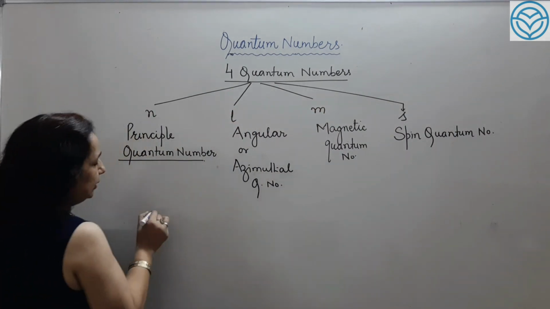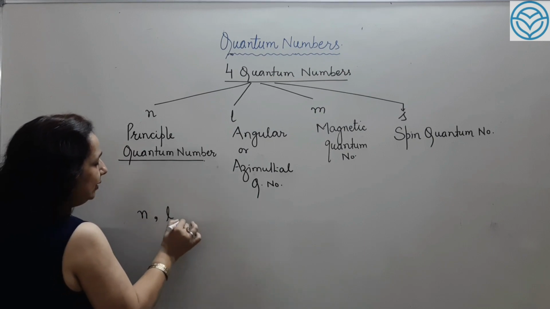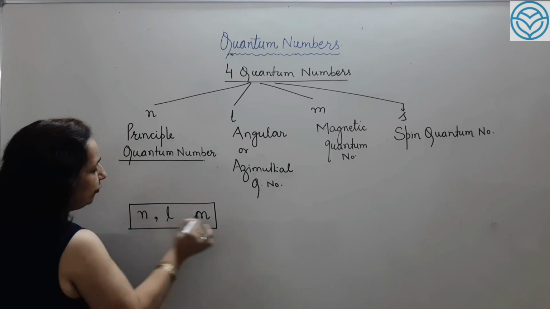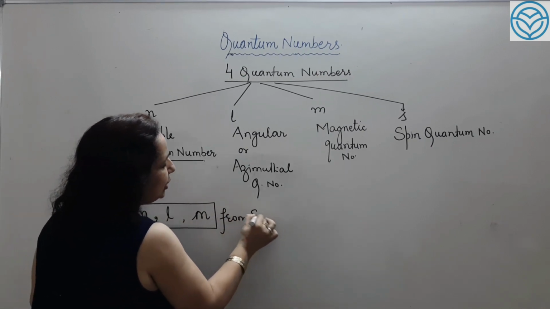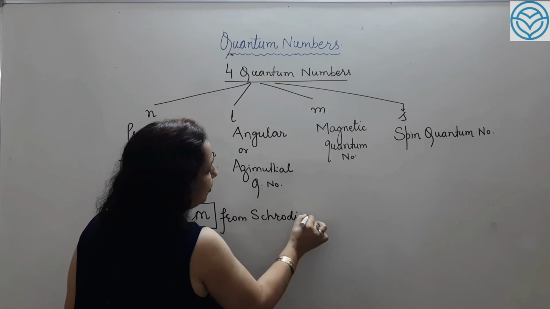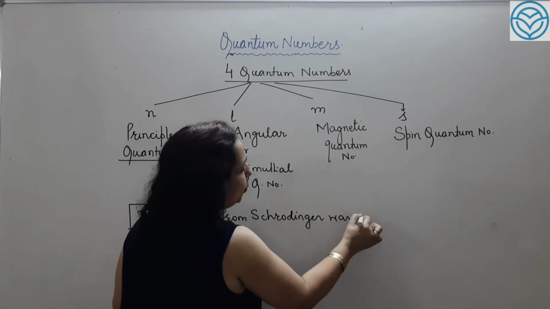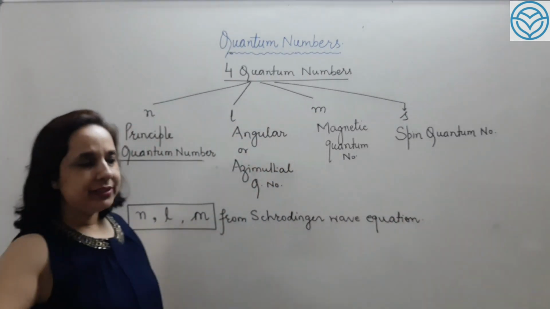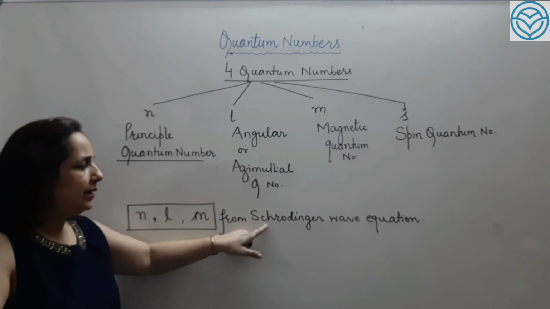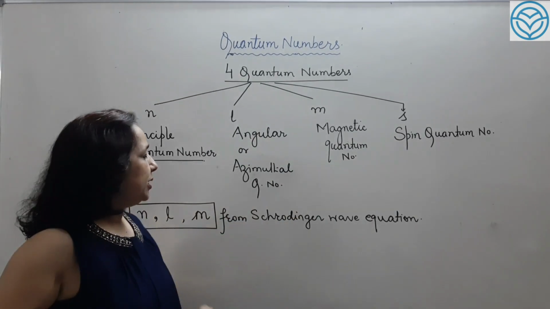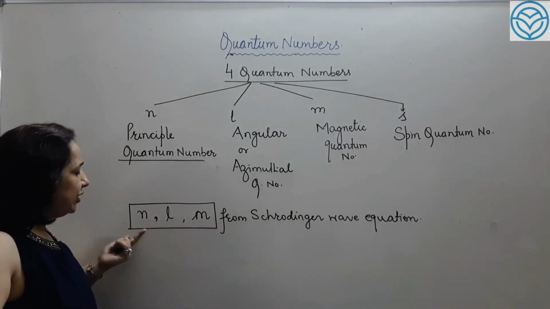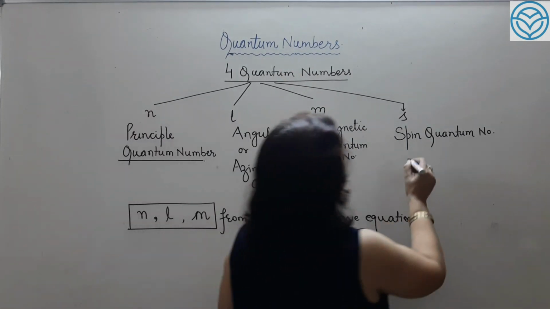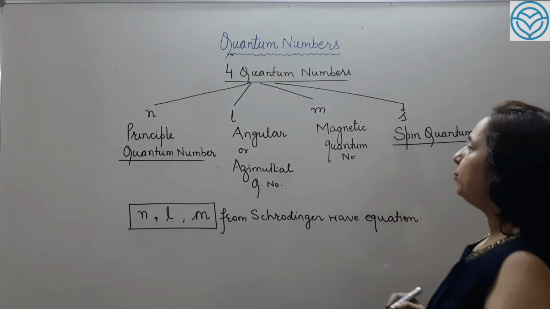Out of these 4, N, L and M are the 3 that come from the Schrödinger wave equation, a very important equation of quantum mechanics, a branch of physics. From this Schrödinger wave equation, we have 3 quantum numbers taken, N, L and M. The spin quantum number is not from the Schrödinger wave equation. That is another important point.